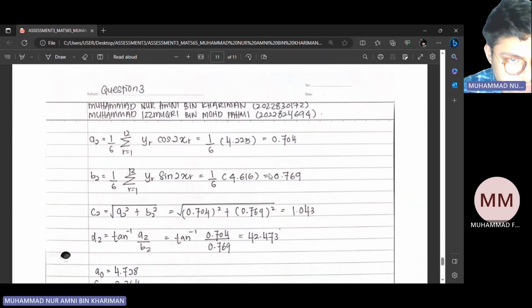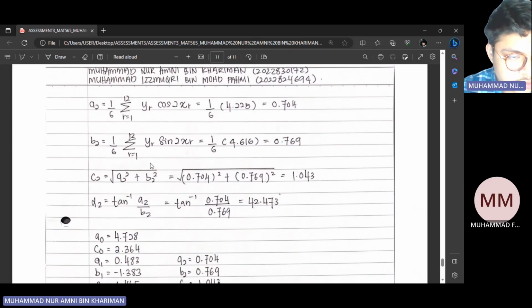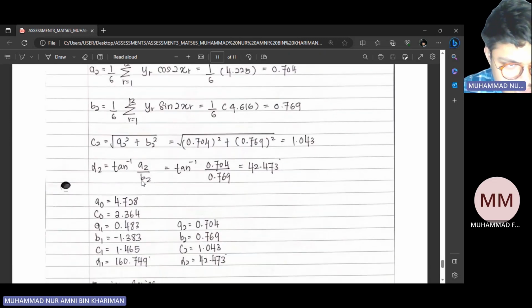And then we proceed to A2, same as A1, 1 over 6 times the summation of yr cos 2xr. And the answer is 0.704. For B2, 1 over 6 times summation of yr sin 2xr, you will get 0.769. For the C2, same as C1, use the square root of A2 squared plus B2 squared, and you will get 1.043. For alpha 2, just tan inverse of A2 divided by B2. And then you will get 42.473.